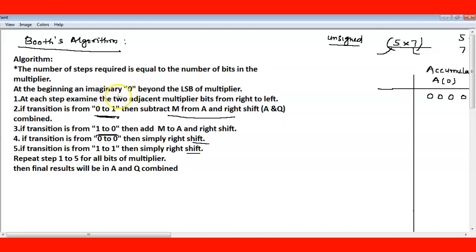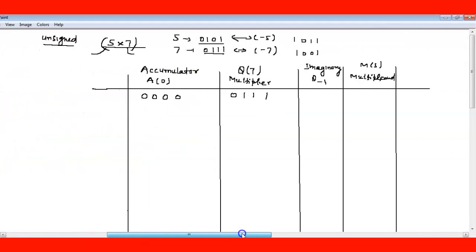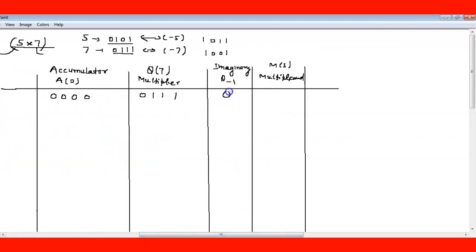At the beginning, an imaginary 0 belongs to the LSB. I always have to consider it in the multiplier. So this 0 is the imaginary number; you write it as a dotted 0. We'll consider it initially as 0. And the multiplicand value is 5, so we can write 0 1 0 1. So this is the first initial step.